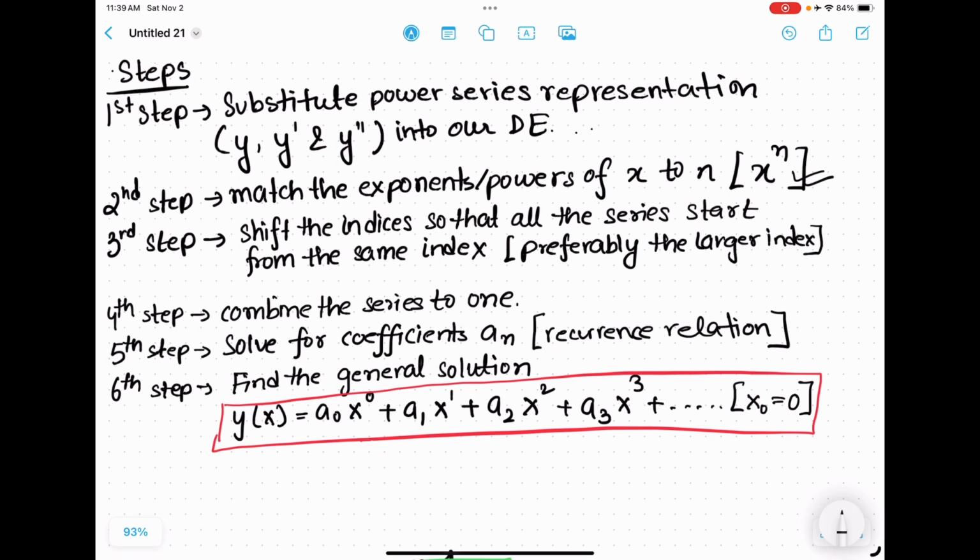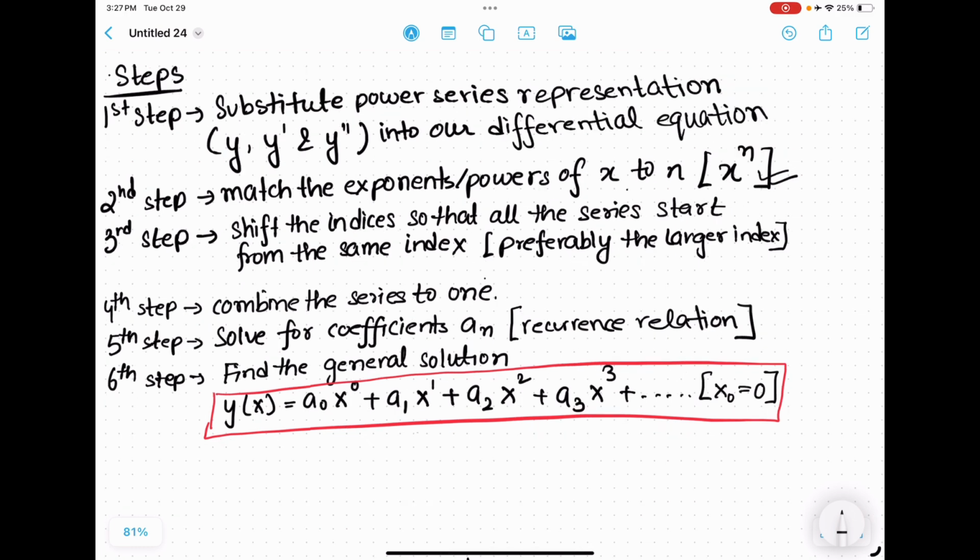So, our first step is to substitute power series representation, y prime, and y double prime into our main differential equation. Our second step is to match the exponents or the powers of x to n. So we need to make sure that all the x's of the multiple power series that we have, they all have the power of n. And then our third step would be shifting the indices of all the power series we have.